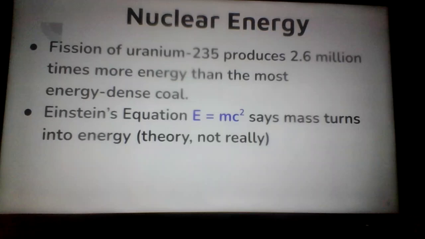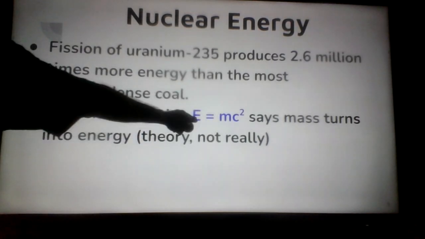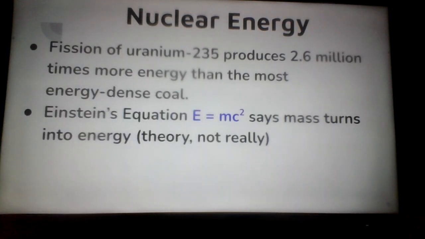You've heard of Albert Einstein. He has an element named after him, Einsteinium. If I'm remembering correctly, I think it's element 99. Hopefully I'm saying that correctly, but he does have an element named after him. You've heard this equation, E equals mc squared. Now this is a theory, not really going to happen, but Einstein's theory said if we could turn all mass in the universe into nothing but energy, how much energy would we get?